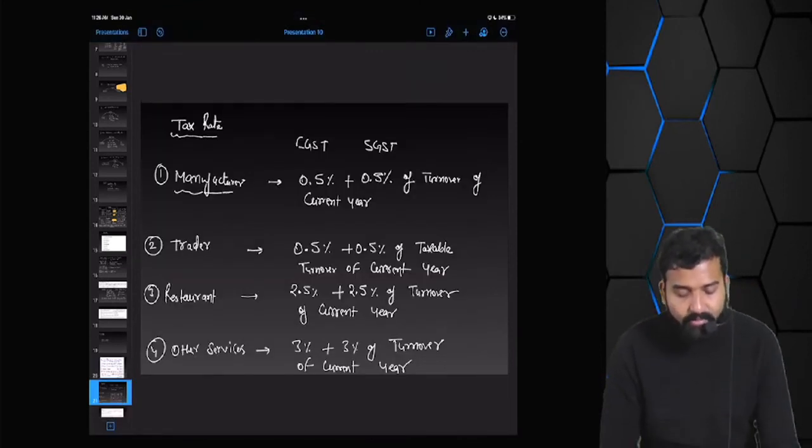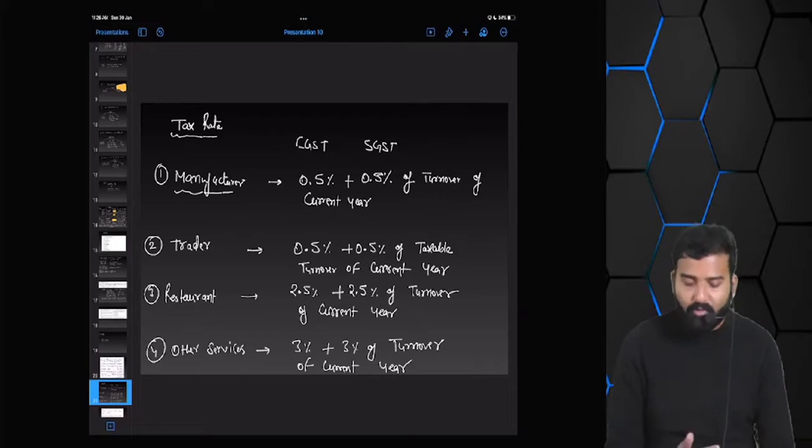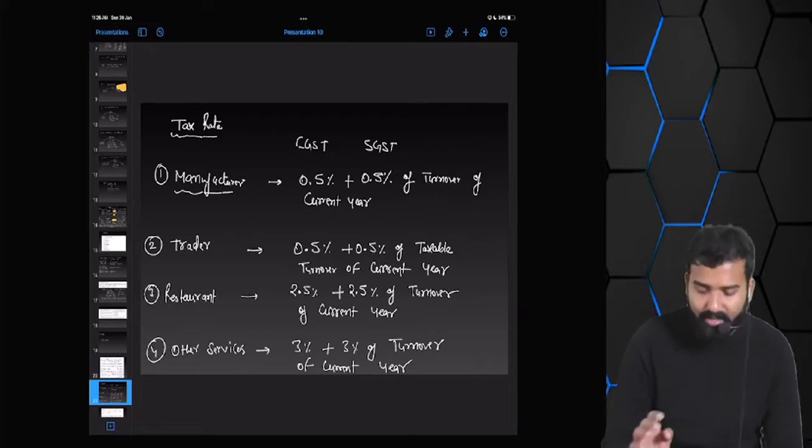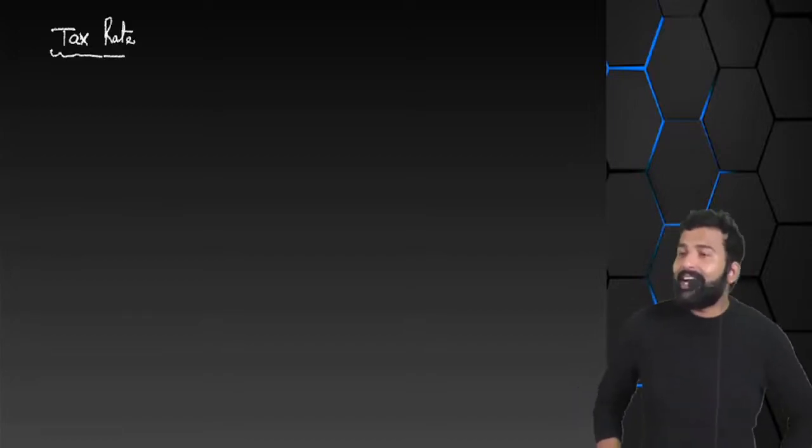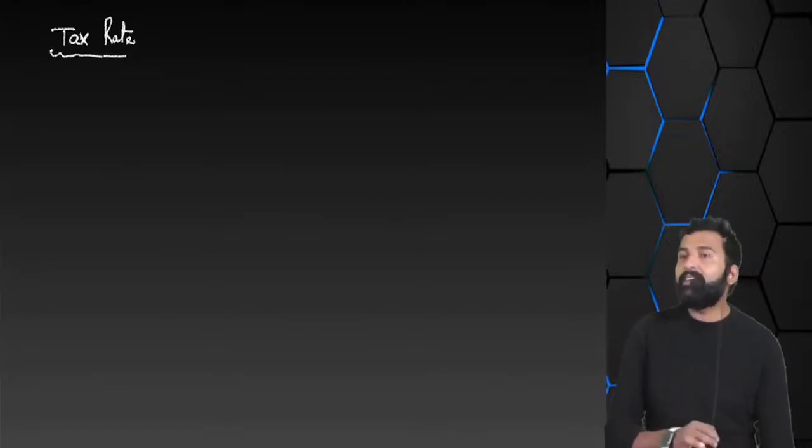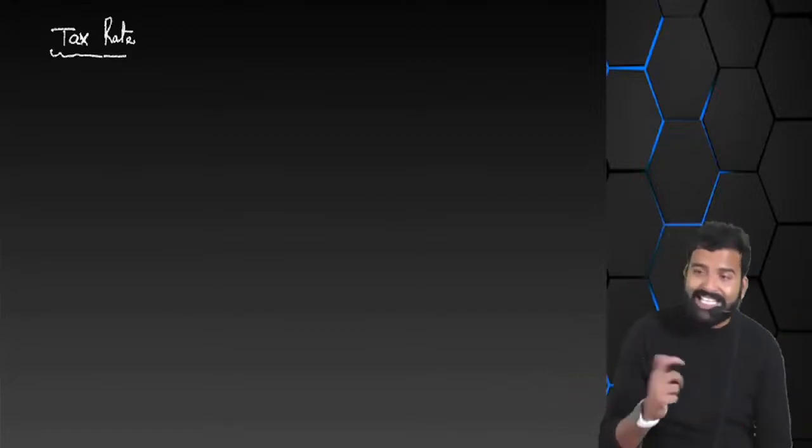Now, very important. What we are discussing now is very important. Listen very carefully. Now we are going to talk about tax rates. I have already discussed that the composition scheme is beneficial for a small taxpayer, because the tax payment will be lesser. So sir, what is the applicable tax rate for all those who are availing the composition scheme? And this is very important.